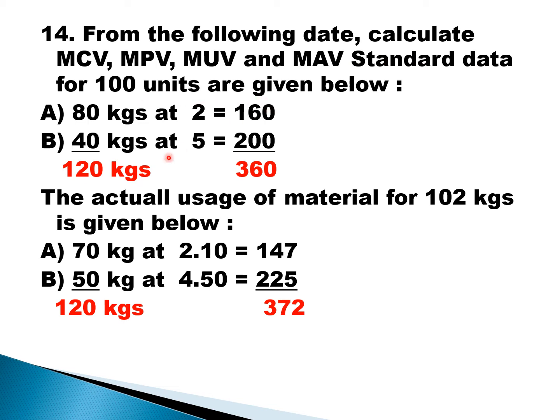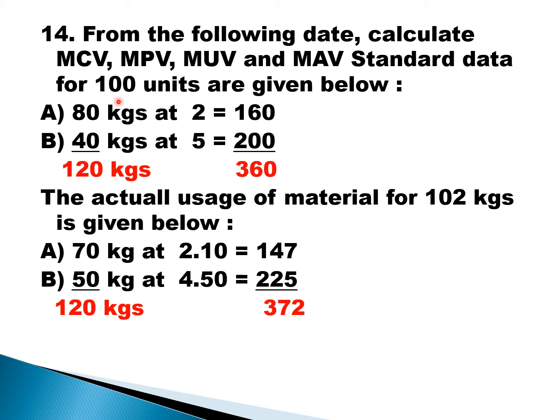But see the next line, students: actual usage of material is 102 kg. Actual it is 102, but standard data is given for 100. So SQ is given for 100. You convert it for 102. The standard data for 100 units: A 80 kgs at 2 rupees, total 160. B 40 kgs at 5 rupees, you get 200. So 2 is the standard price of A, 5 is the standard price of B.